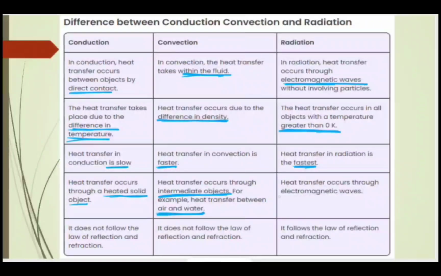Heat transfer occurs through electromagnetic waves. It does not follow the law of reflection or refraction. Here, since there are particles around, the rays deflect; they don't move in a straight line. So even this does not follow the law of reflection or refraction. However, in radiation there are rays. If rays are involved, reflection and refraction will take place. Here rays are not involved. So refraction and reflection won't occur in conduction and convection.